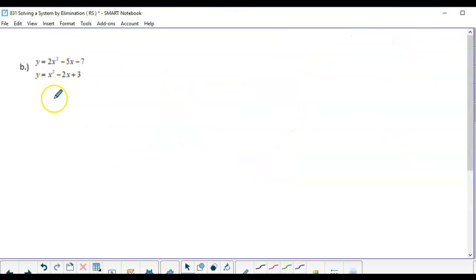Okay, next one. Notice how these are both quadratic. So if you're going to use elimination for two quadratics, then you must eliminate y. If you try to eliminate x squared, you might still have an x and a y. So if you use elimination, you must eliminate y, or just use substitution.